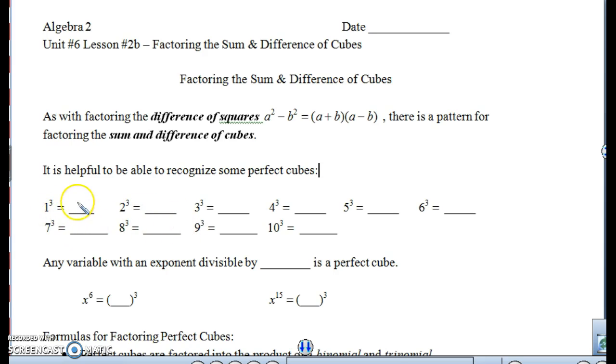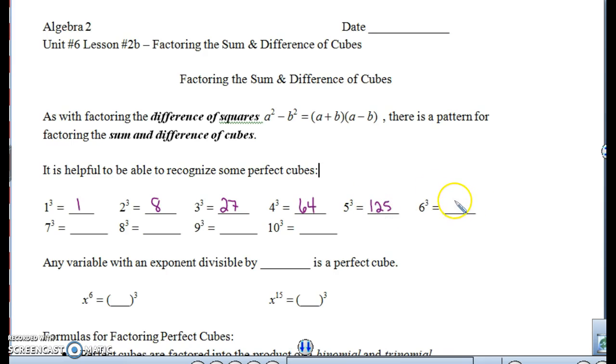1 cubed we know is 1. 2 cubed is 2 times 2 times 2, which is 8. 3 cubed is 3 times 3 times 3, which is 27. 4 cubed is 4 times 4 times 4, which is 64. 5 cubed is 5 times 5 times 5, which is 125.